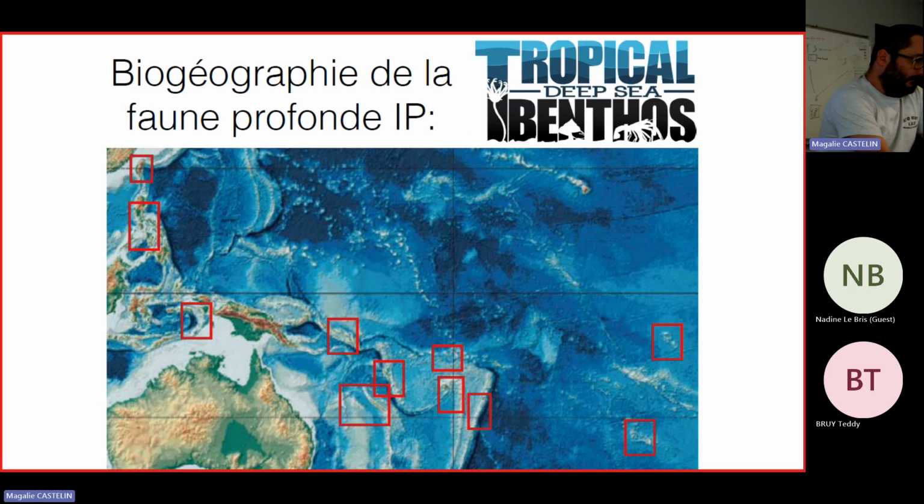Okay, so as I said, the material that we're going to be looking at comes exclusively from the Tropical Deep-Sea Benthos program. And I'm not going to detail this slide because Sarah talked about it this morning. In a nutshell, on this map of the tropical Western Pacific, the red squares are areas where the museum sampled for benthic species.